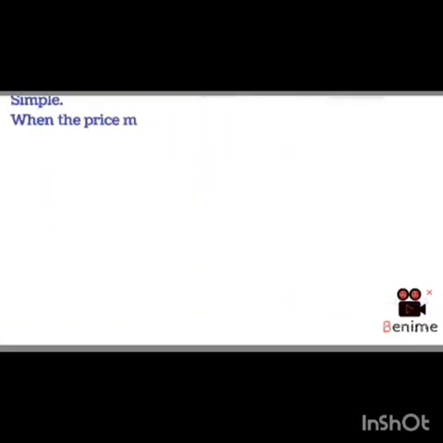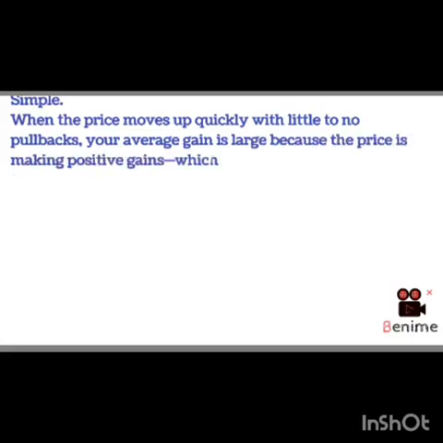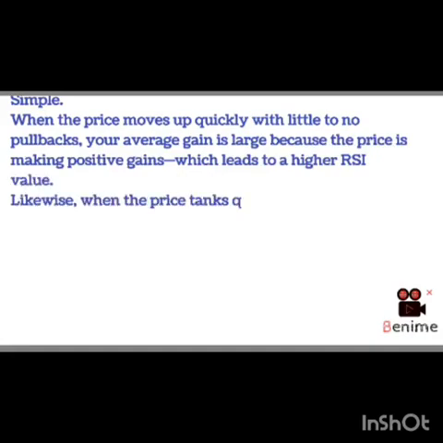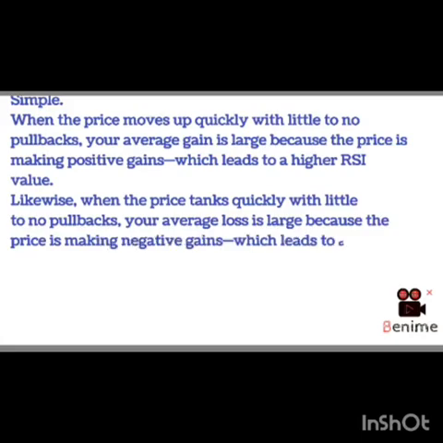Simple. When the price moves up quickly with little to no pullbacks, your average gain is large because the price is making positive gains, which leads to a higher RSI value. Likewise, when the price tanks quickly with little to no pullbacks, your average loss is large because the price is making negative gains, which leads to a lower RSI value.